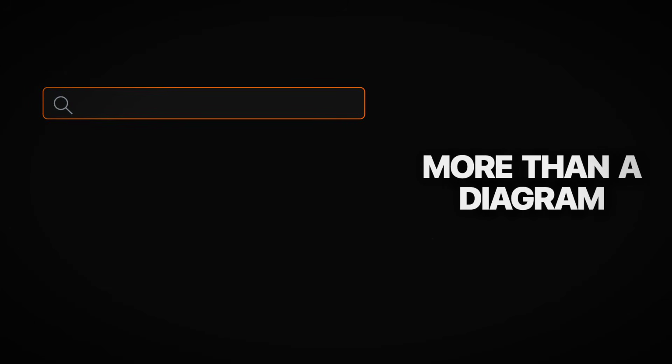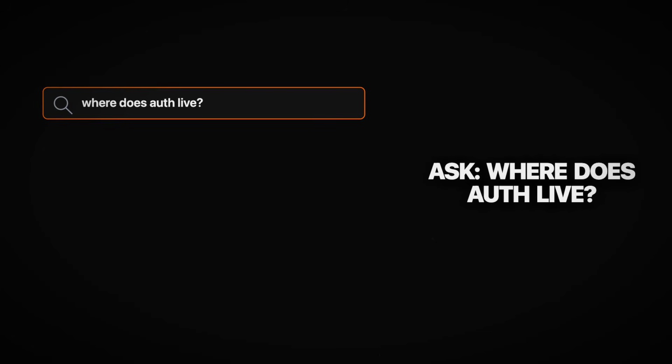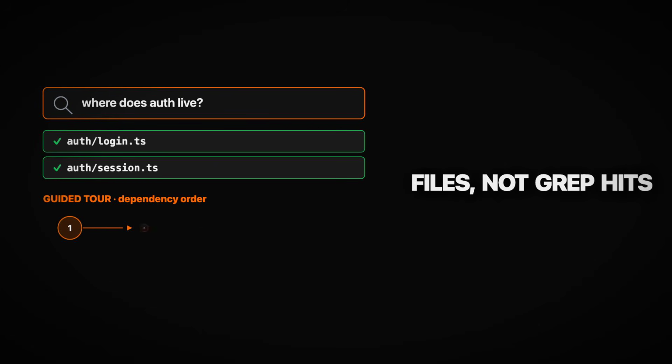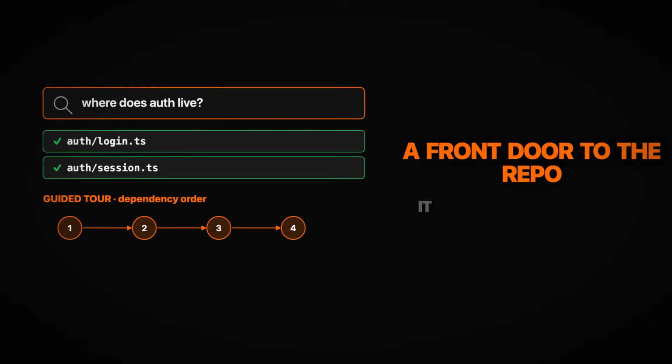And it's not just a diagram. Ask where auth lives, and get the actual files, not grep hits. Click the answer, and it walks you through the flow in dependency order. Suddenly, the repo has a front door. It'll even write the onboarding guide for the next person who joins.